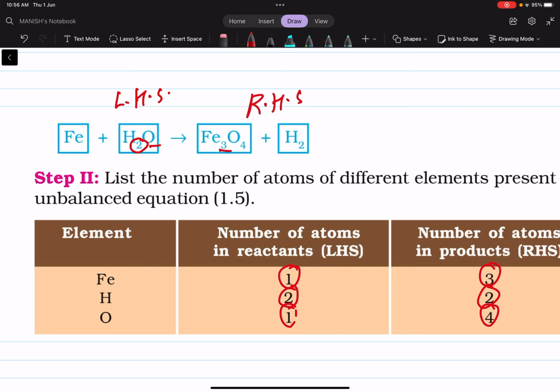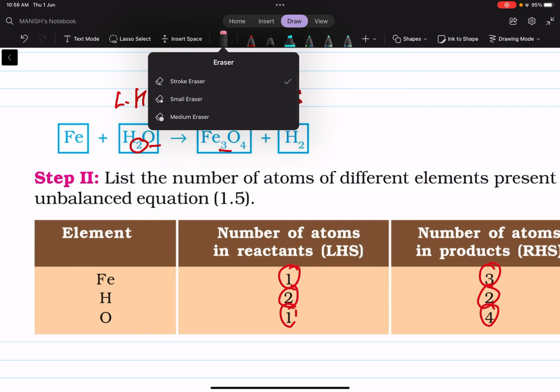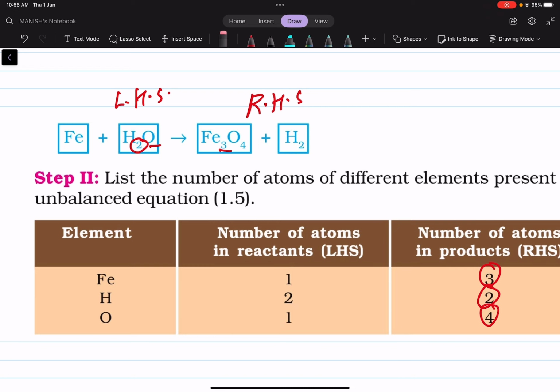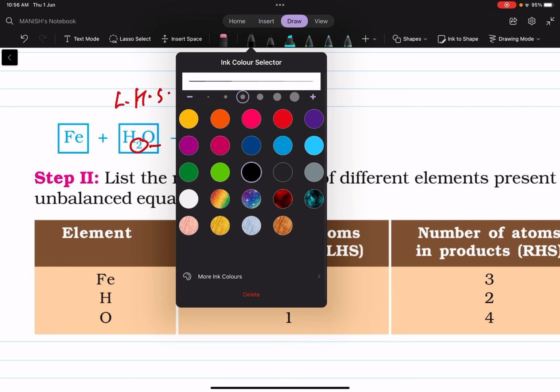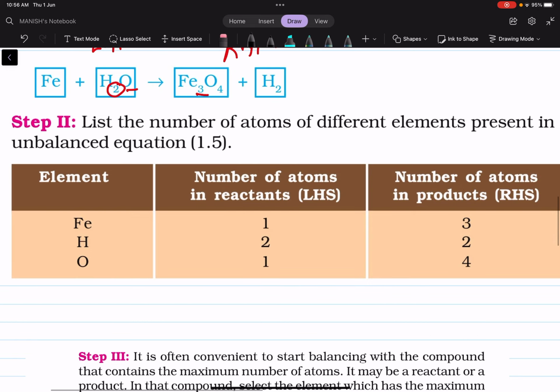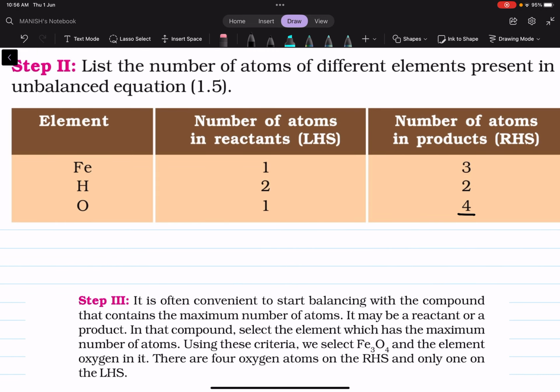We will count all the atoms on the left and right side and we will compare them. Now see, we need to make these numbers equal. So which atom do we have to start from? There is not any hard and fast rule, but if we start with the atom with the maximum number, it may be easy for us. So we can see here the oxygen atom has the maximum number, which is 4. So it is convenient to start balancing with the compound with the maximum number of atoms.